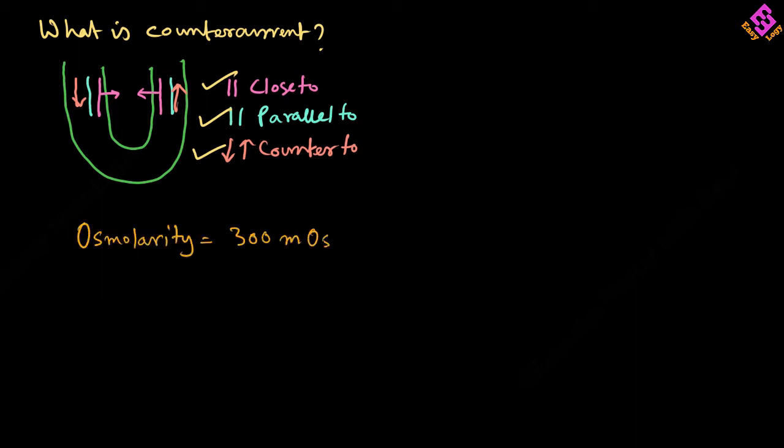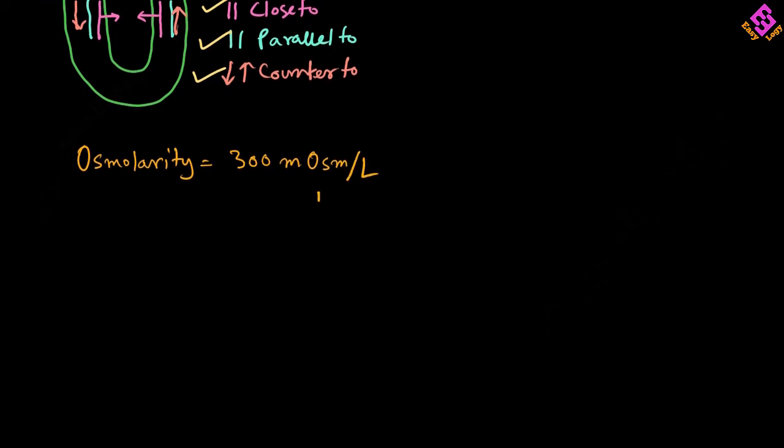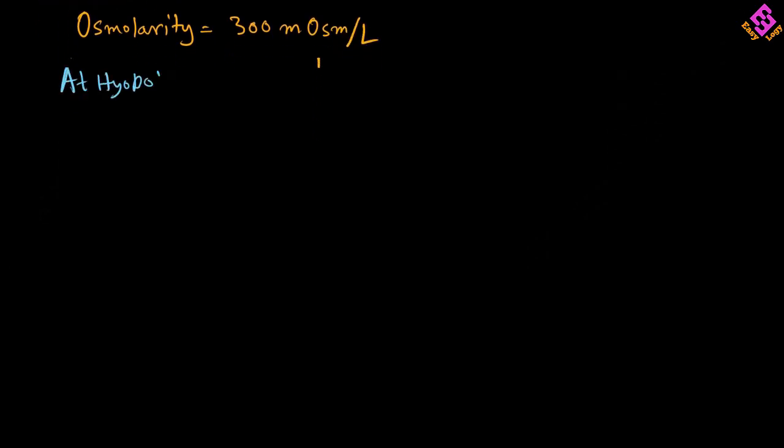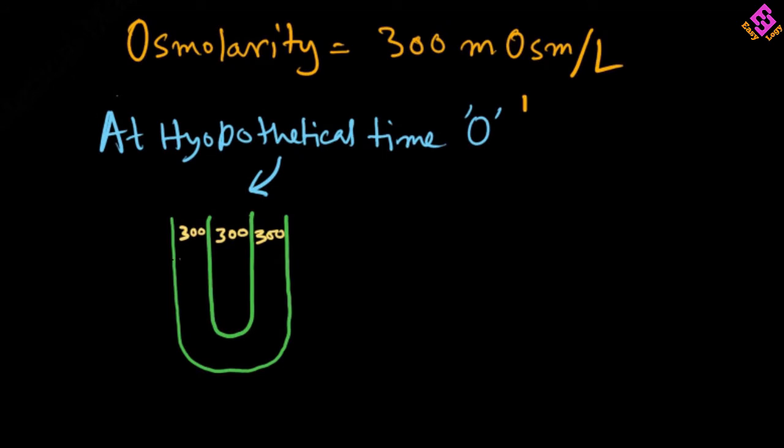300 milliosmol per liter. At hypothetical time 0, let's assume that loop of Henle and interstitial space is filled with the fluid of same concentration, that is 300 milliosmol per liter. That is also same as that fluid leaving the proximal tubule. Now let's draw the schematic loop of Henle. Inside the loop and the interstitial space all are 300 milliosmol per liter.